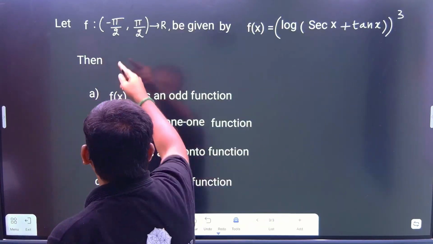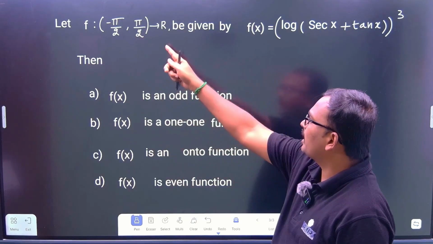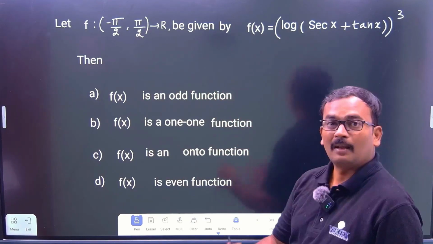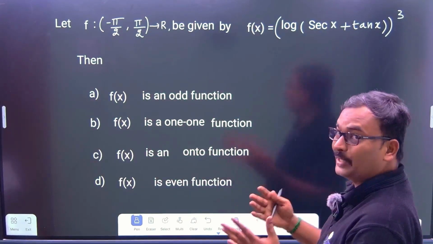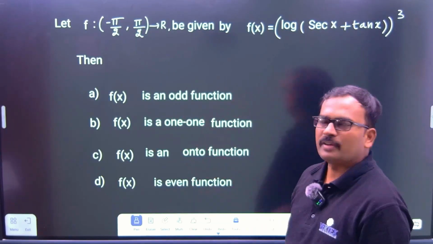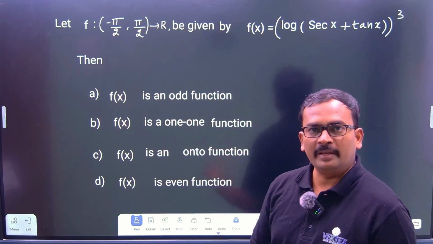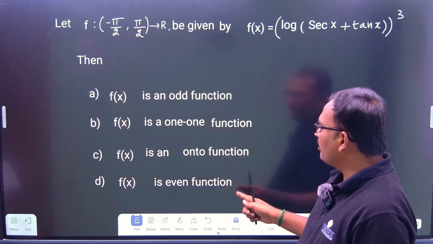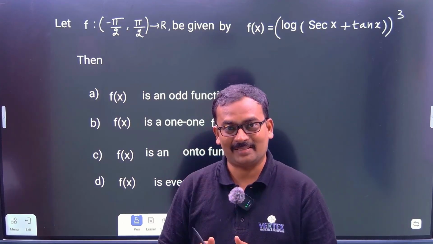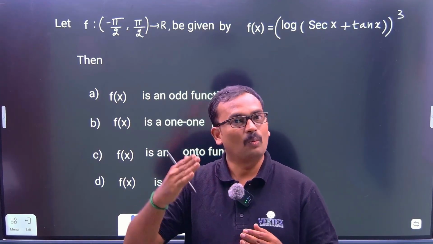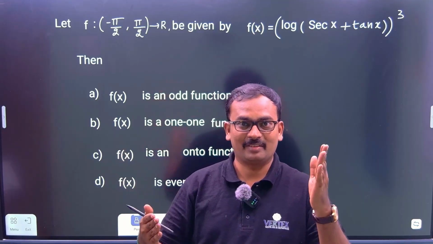You can see here, the function from the open interval minus pi by 2 to pi by 2 to the real numbers. f of x is given to you as log of (secant x plus tan x) whole cube. The first one is, what is an odd function? What is the geometrical meaning of an odd function? Symmetrical about the origin. What is an even function? Symmetrical about the y-axis, right? For example, x square is there. Whatever the right side portion is there, it will be reflected with respect to the y-axis.